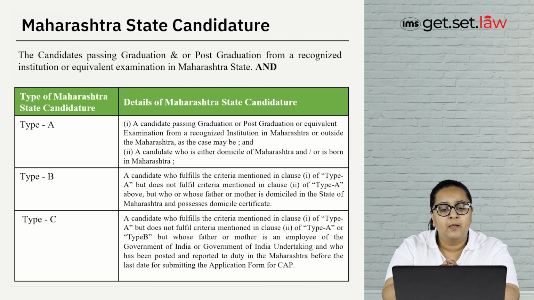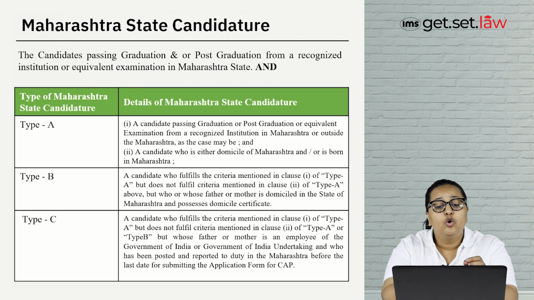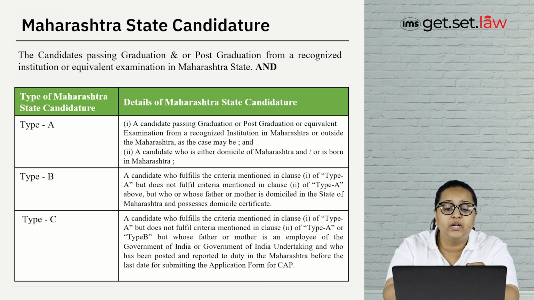The next is Type B. A candidate who fulfills the criteria mentioned in clause 1 and 2 of Type A and whose father or mother is domiciled in the state of Maharashtra and possesses a domicile certificate. That is Type B. Then we have Type C, a candidate who fulfills clause 1 and 2 of Type A or Type B, but whose father or mother is an employee of the Government of India or a Government of India undertaking and has been posted or reported to duty in Maharashtra before the last date of submitting your application form.